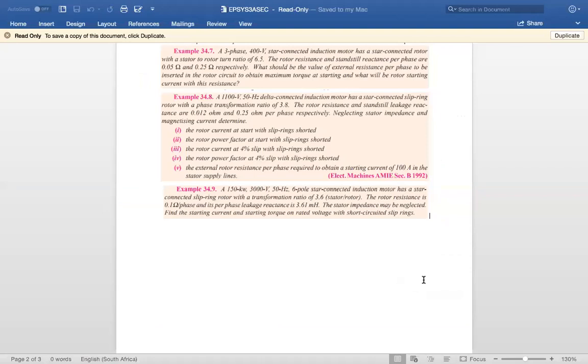We have a 150 kilowatt and 3000 volt 50 hertz 6-pole star connected induction motor. Star connected slip rings with a transformation ratio of 3.6. The rotor resistance is 0.1 and per phase leakage inductance is 5.61 millihenry. The stator impedance may be neglected. Find the starting current and starting torque at rated voltage.